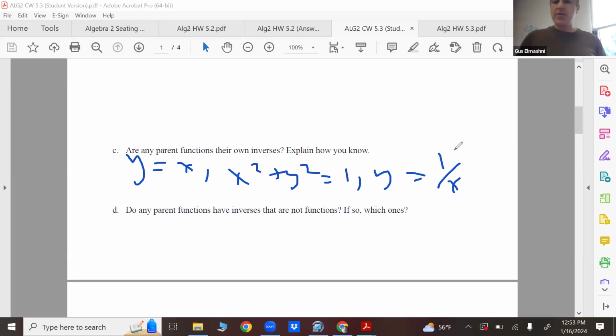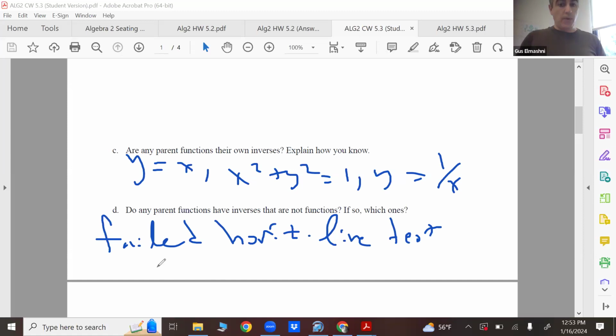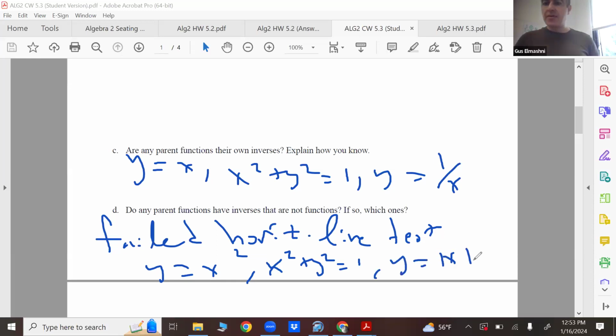Do any parent functions have inverses that are not functions? So which ones failed the horizontal line test? Totally, y equals x squared. What else? 8 for sure. Yep, x squared plus y squared. Also, the absolute value. That also failed it too.